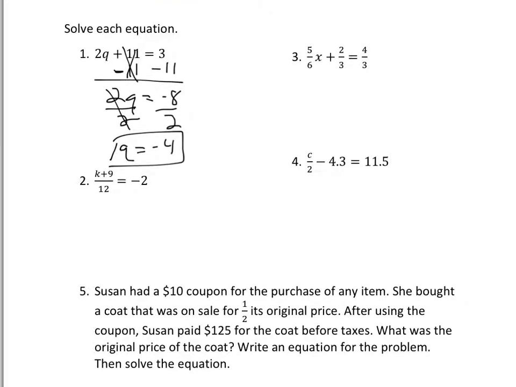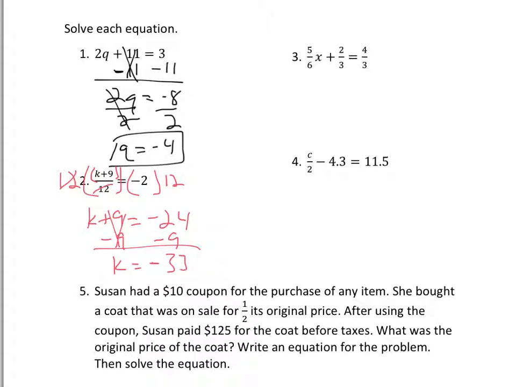Now number 2, remember that fraction bars are like grouping symbols. So that's like having parentheses around the k plus 9, which tells us that that's the last thing we're going to do to finish the parentheses. So we need to multiply both sides by 12 first to get rid of the dividing by 12. We're left with k plus 9 equals negative 2 times 12, which is negative 24. Then you subtract 9 from both sides, and k equals negative 33.